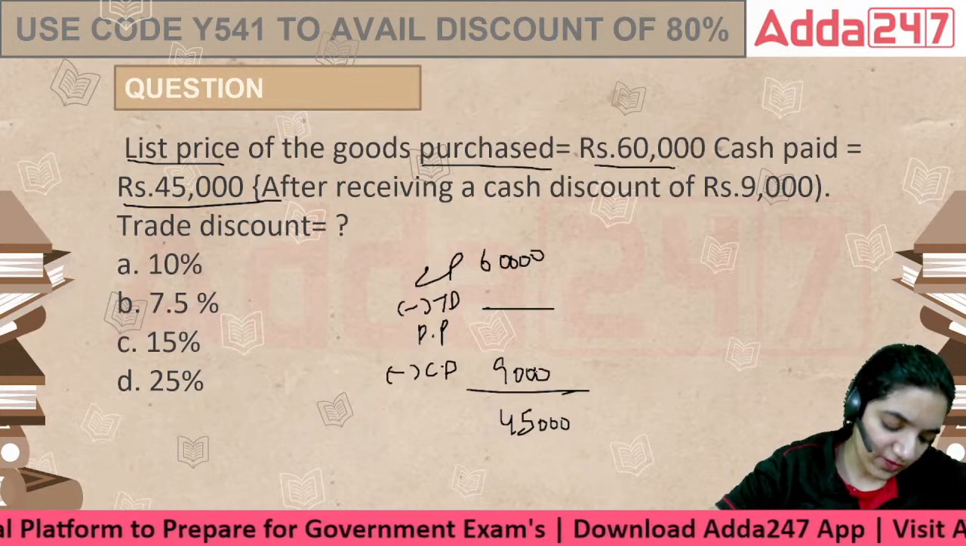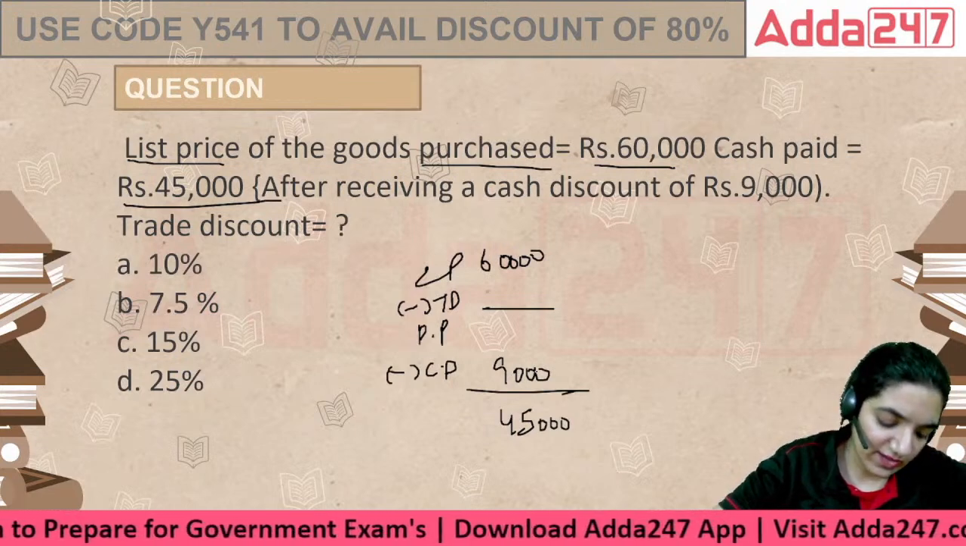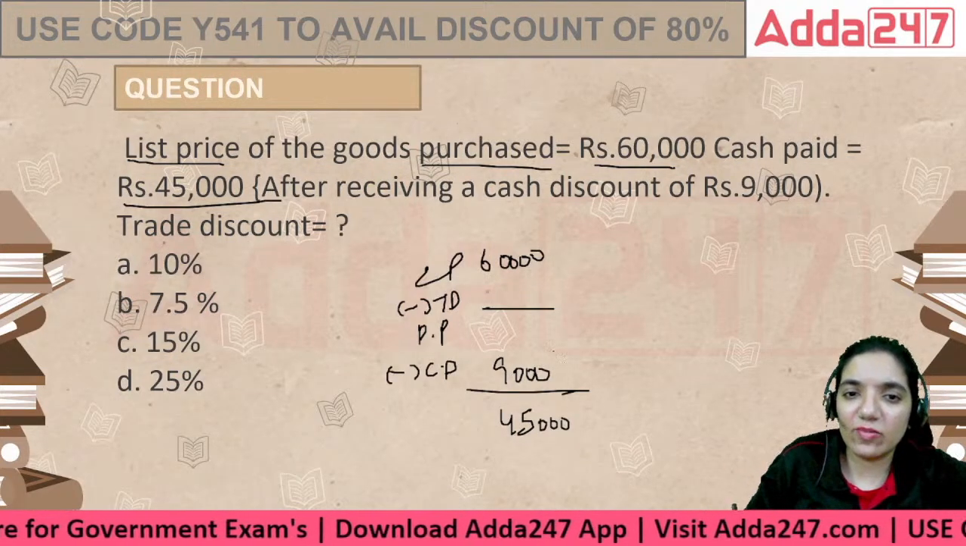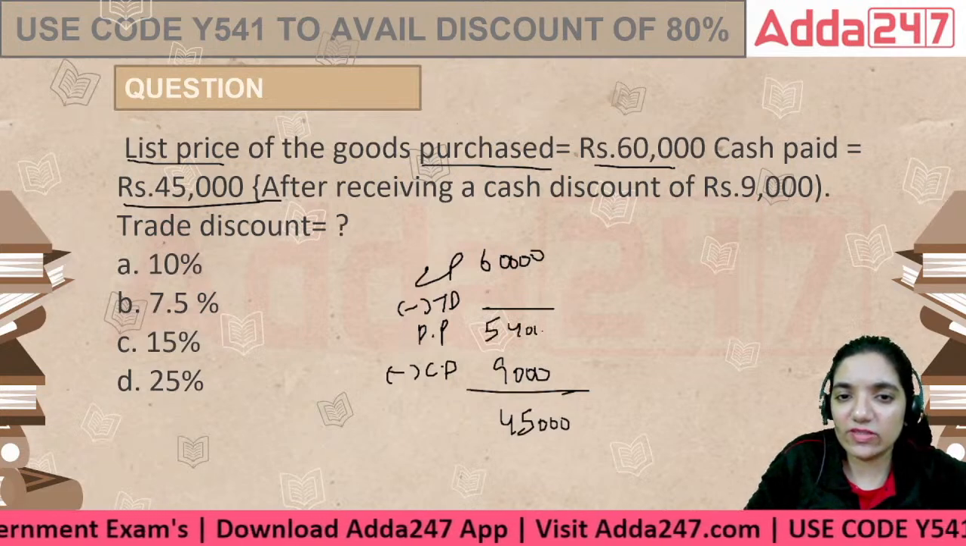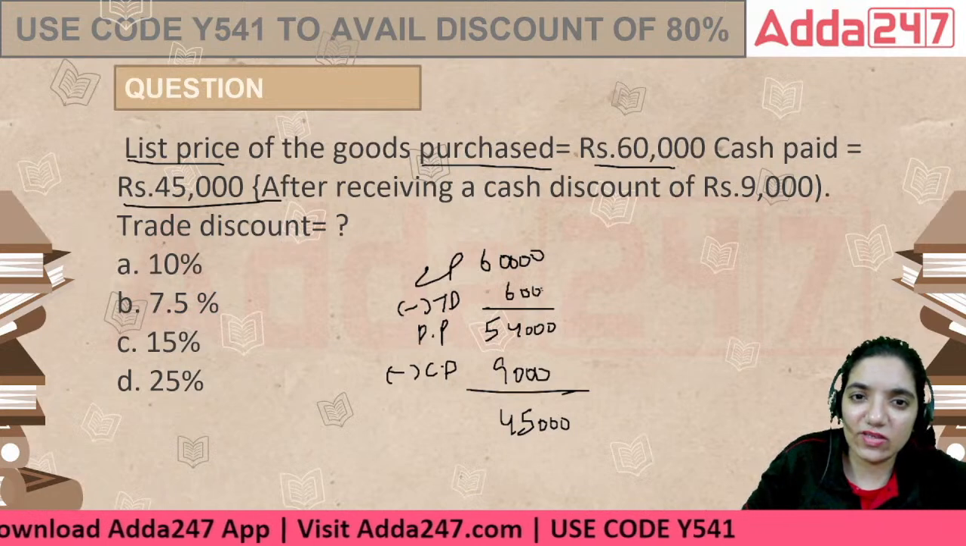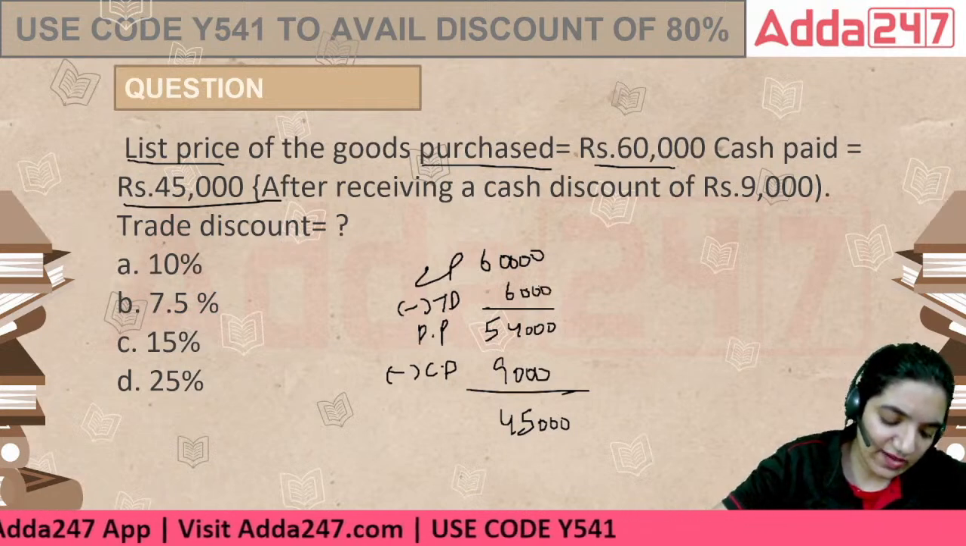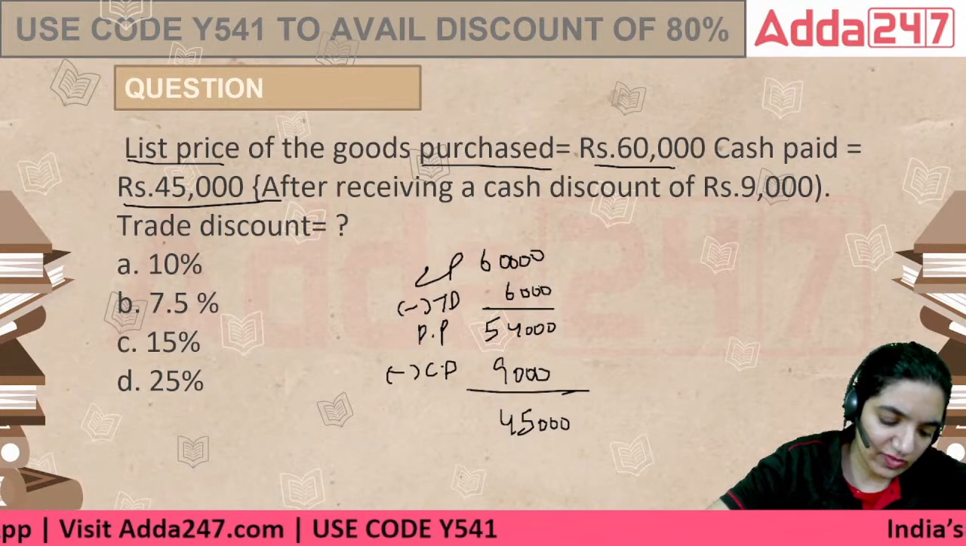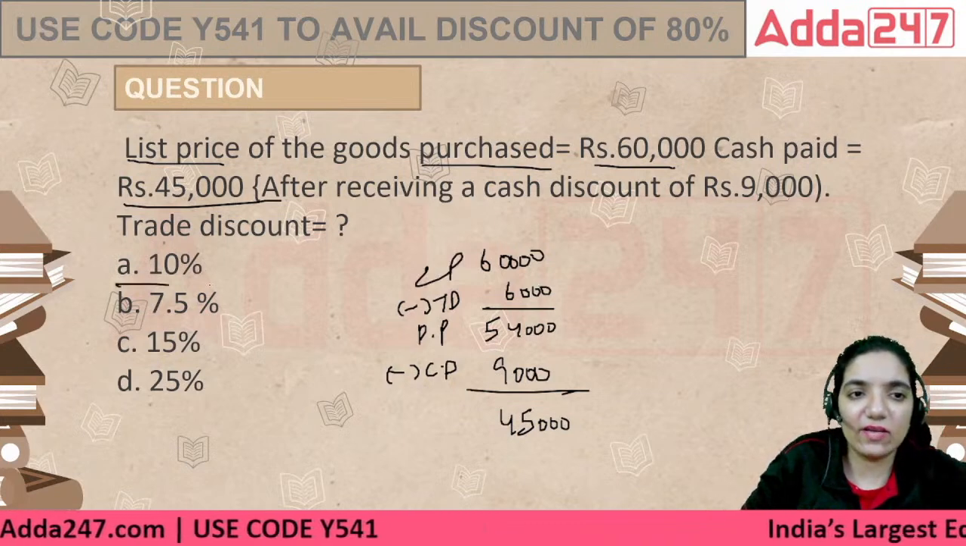What am I going to do? 45,000 plus 9,000. I'm going to get that particular amount of 54,000. So what's the difference between 60 and 54? This would be 6,000. So 6,000 divided by 60,000 will give me the percentage of 10%.